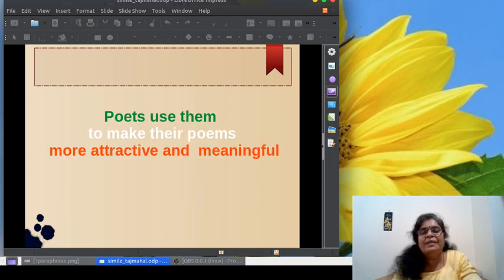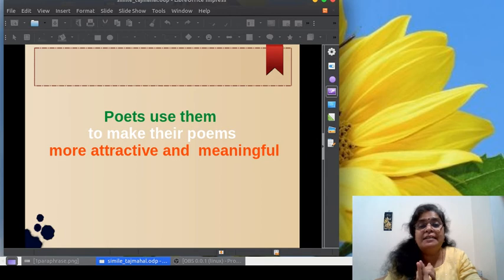Okay, poets use them to make their poems more attractive and meaningful. That is the thing. Not only attractive, to make it meaningful, figures of speech are used, simile is used. So we have learned simile also.